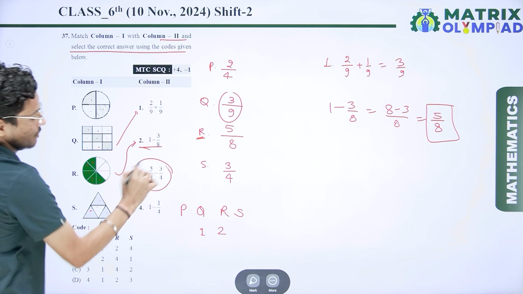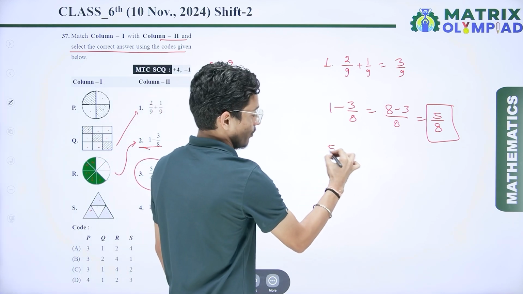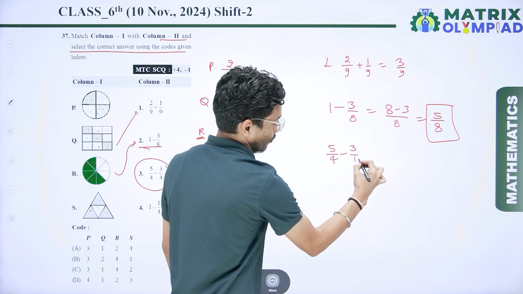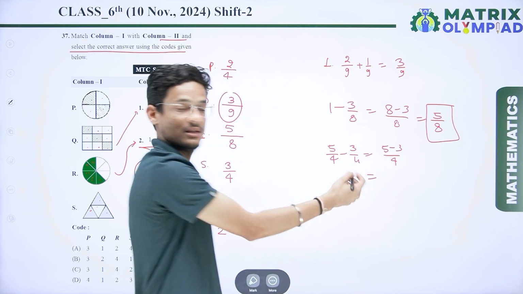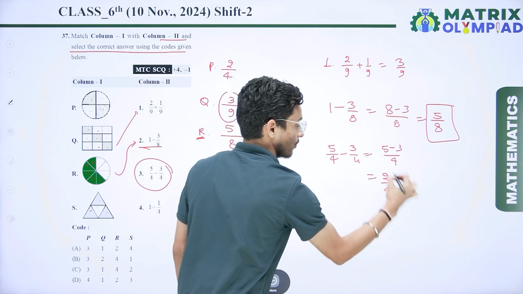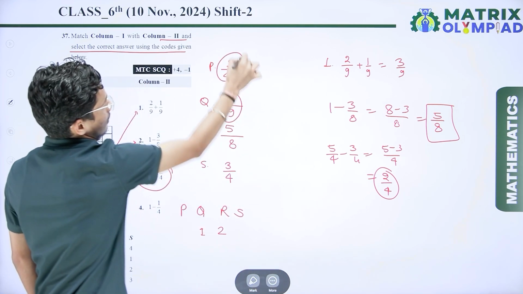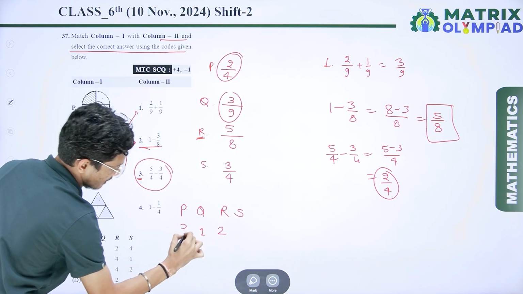If I solve this one, here I get 5 upon 4 minus 3 upon 4, that is 5 minus 3 upon 4. If I solve 5 minus 3, that is 2, so 2 upon 4. So where is 2 upon 4? P. It means P is connected to third. So P is connected to third.